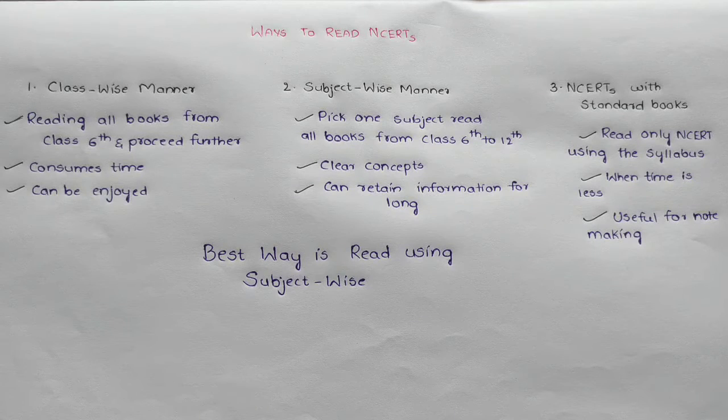The very first way is to read NCERTs in class-wise manner. In this way we have to read NCERTs from class 6 to class 12. After completing the entire class 6 NCERTs of different subjects like geography, history, social science, and other subjects, we will proceed to class 7th NCERTs. In class 7th also we will read different subjects, and after completing them we will move to further NCERTs like class 8 and so on.